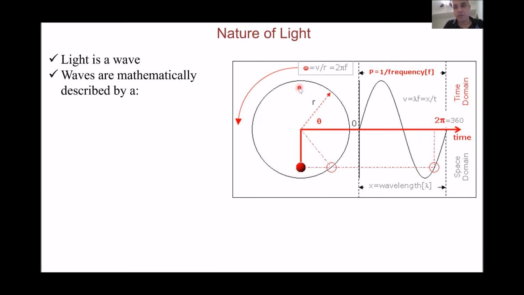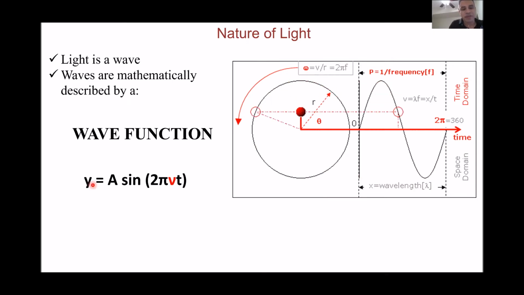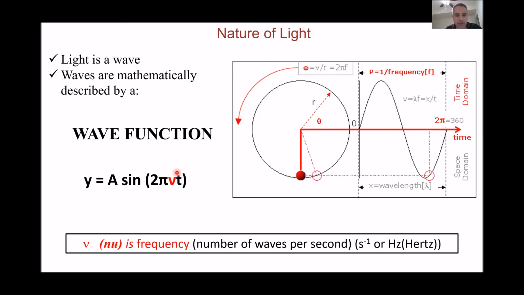So that's a periodical motion that can be described mathematically with what we call a wave function, as described by this equation right here, where the displacement of that red point on the y-axis is defined according to this equation to equal A, which is the amplitude, the maximum displacement possible, times sine 2 pi nu t. And nu here, the most important parameter that characterizes the wave, is the frequency. It's the number of waves that take place per second. That's why it has the unit of second to the power minus 1, or sometimes it's called hertz.